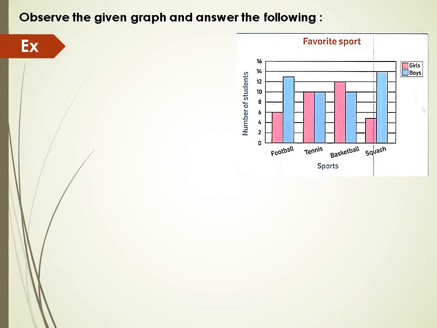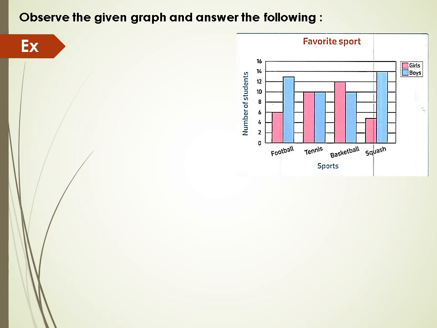Another example. Observe the given graph and answer the following. The following graph represents the number of boys and girls in each sport. Letter A, which is the most preferred sport of the girls? From the double bar graph, we will look at the tallest pink column. We find that basketball is the most preferred sport of the girls.